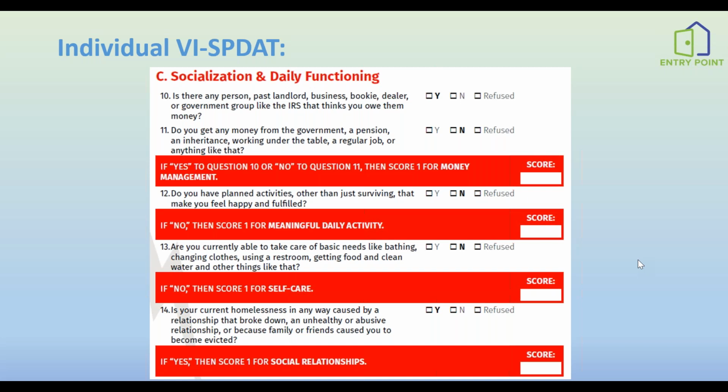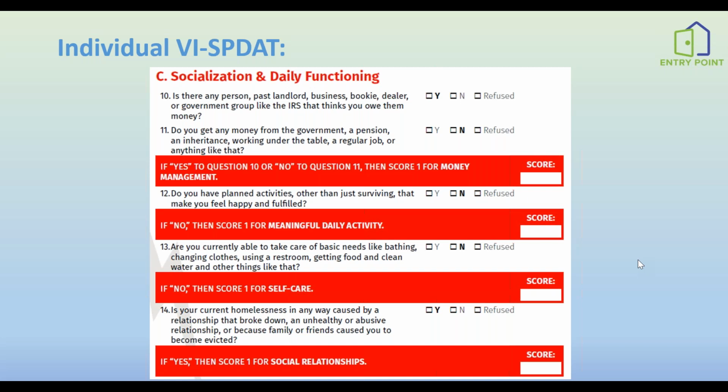Question number 13 is about self-care. Are you currently able to take care of your basic needs like bathing, changing clothes, and so on? And it includes other things like that. Now, this is not our assessment of somebody's hygiene or presentation. We may or may not believe this person needs to take a shower or find food or clean water or things like that. This is about their perception of whether they have access to what they need in order to take care of themselves.